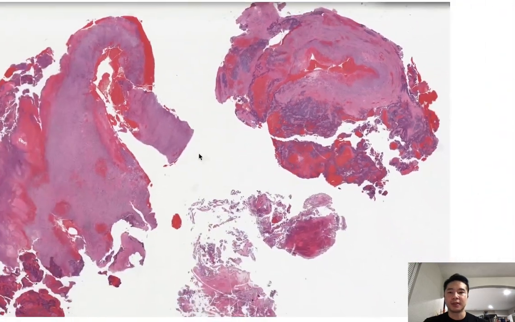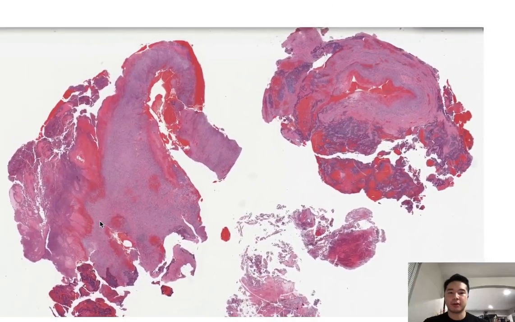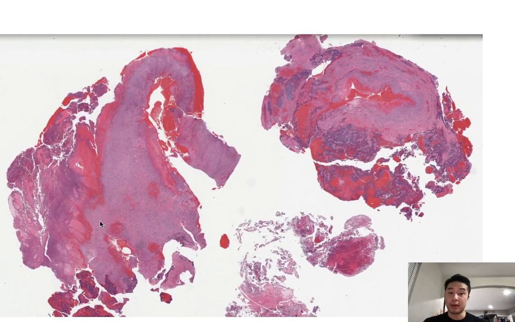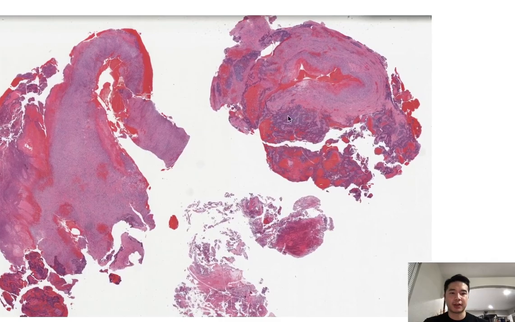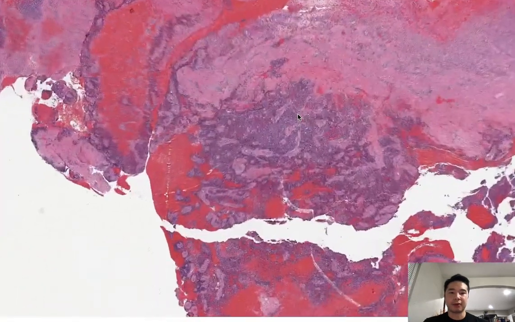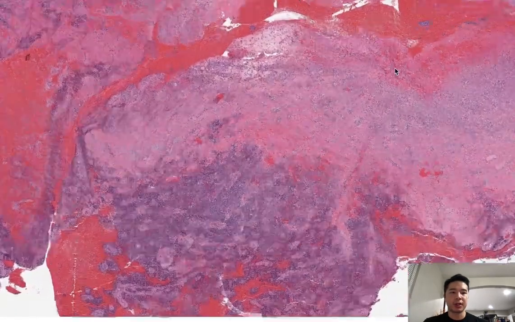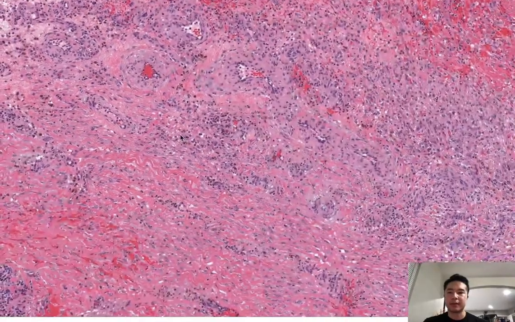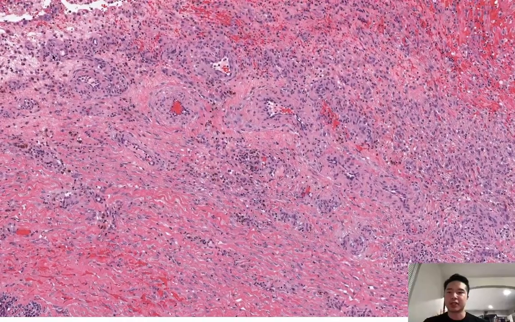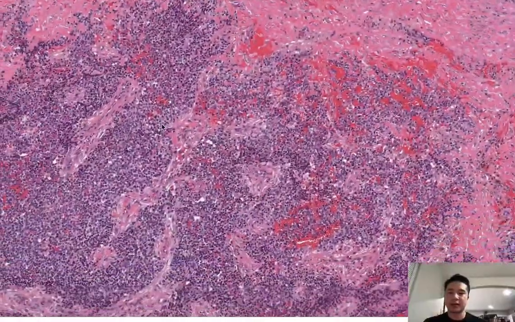And here we see fragments of a bone biopsy, or maybe it's a resection, I'm not completely sure, but I think the cells of interest are right here. There's background hemorrhage and background reactive change and reactive fibroblasts, hemosiderin, and here is our cells of interest.